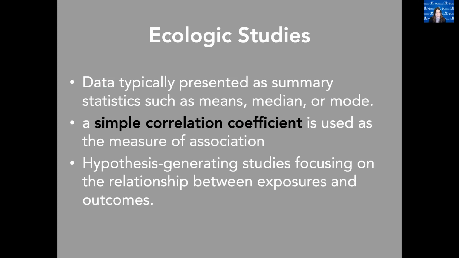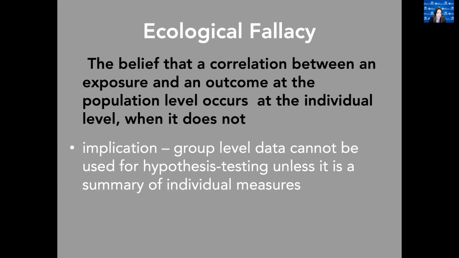If we were to look at these things at the individual level, if we were to measure lots of different factors in each person in the study. And so that brings us to the idea that ecological studies are associated with this idea of an ecological fallacy, which is the belief that a correlation that we find between an exposure and an outcome at the population level also occurs necessarily at the individual level, when in fact it might not. So the implication here is that this kind of group level data can't be used for hypothesis testing unless it's a summary of individual measures.